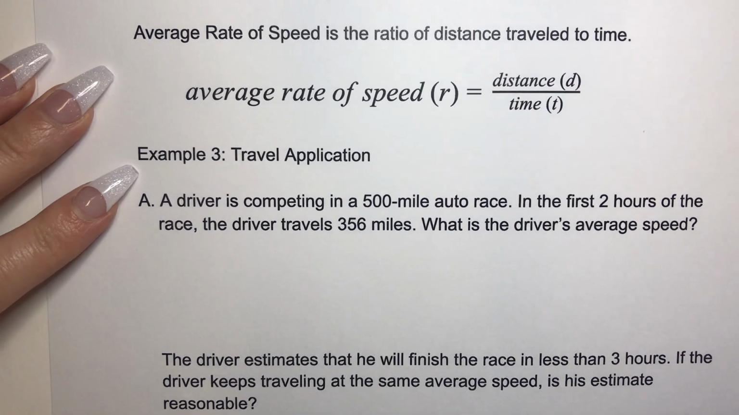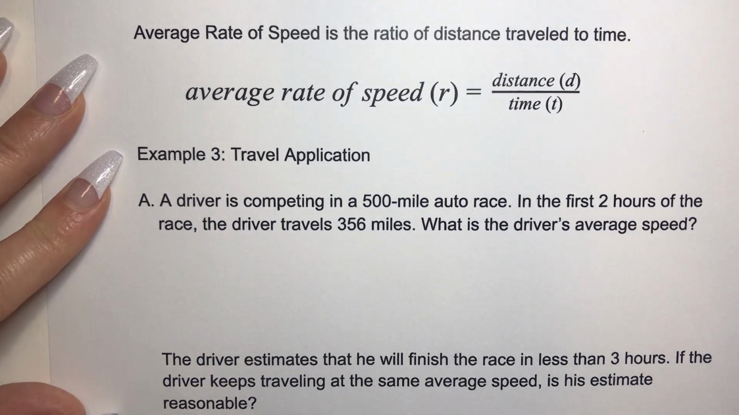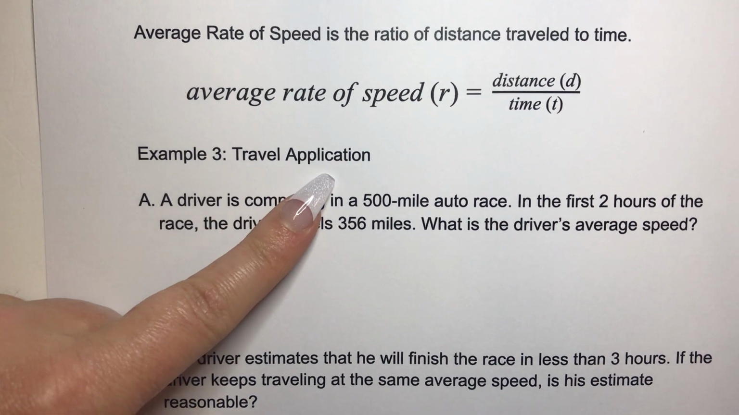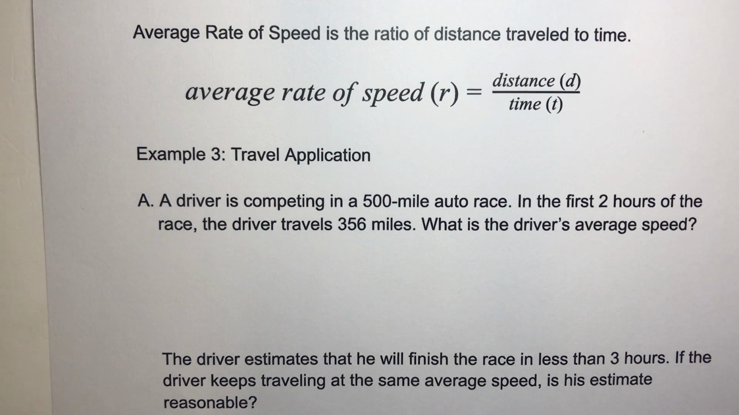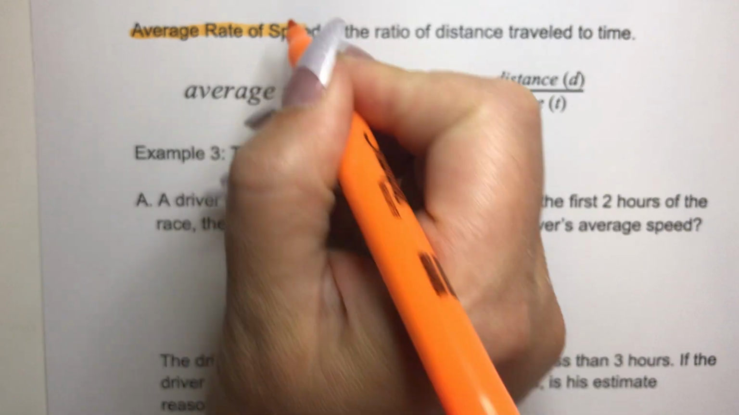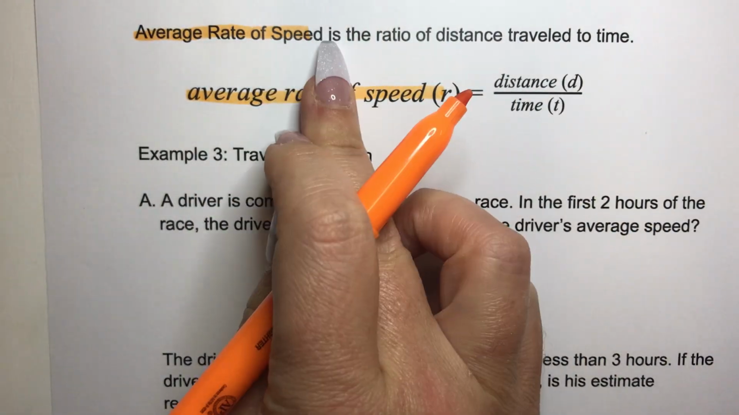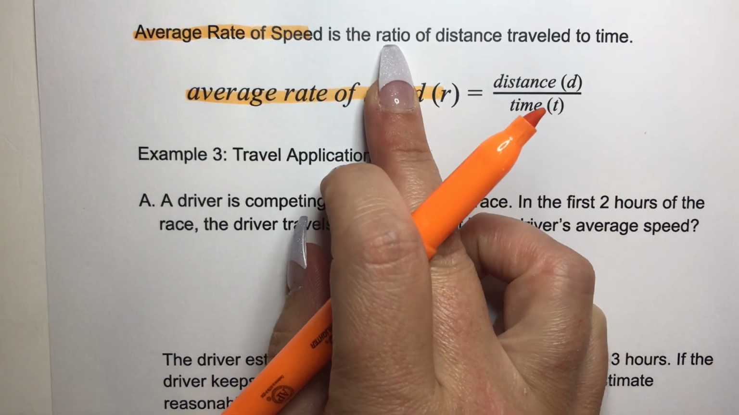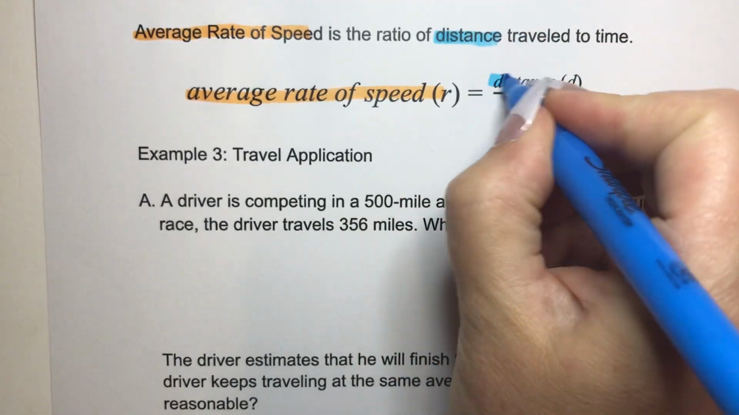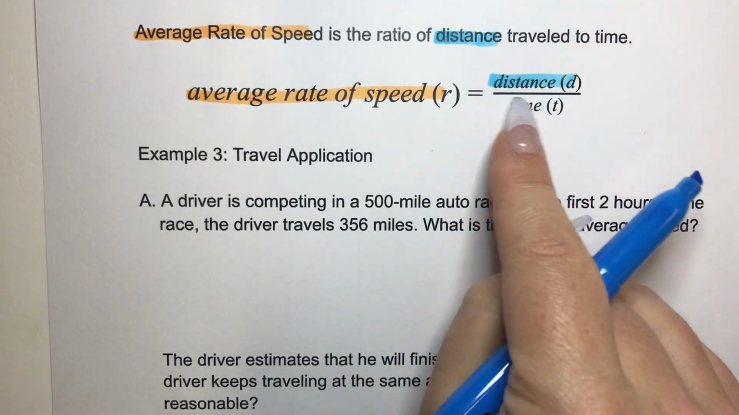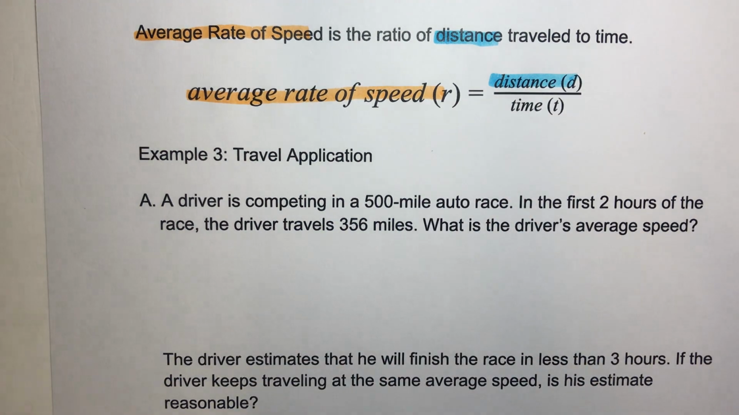All right, let's go ahead and talk about example 3. We're going to be dealing with travel applications. So to talk about that, let's talk about the average rate of speed. The average rate of speed is, we'll use an R, that means equals the ratio of, the ratio means we're going to be dealing with a fraction, of the distance traveled to, that word "to" means we're going to go to the bottom of the fraction, time.